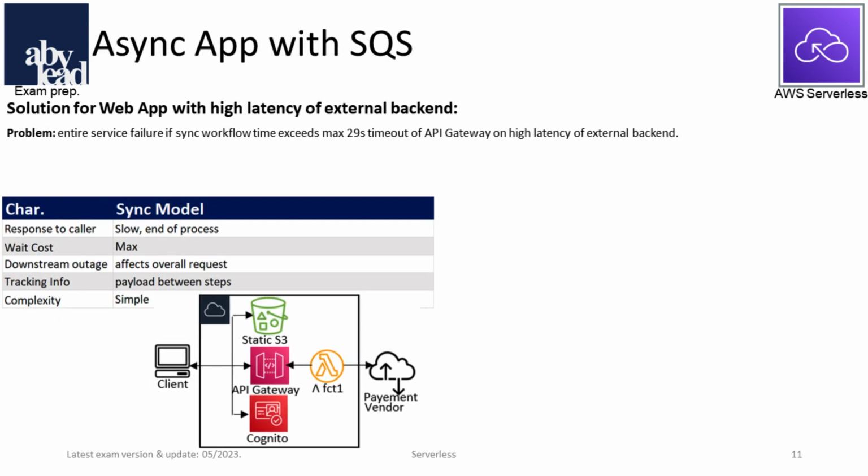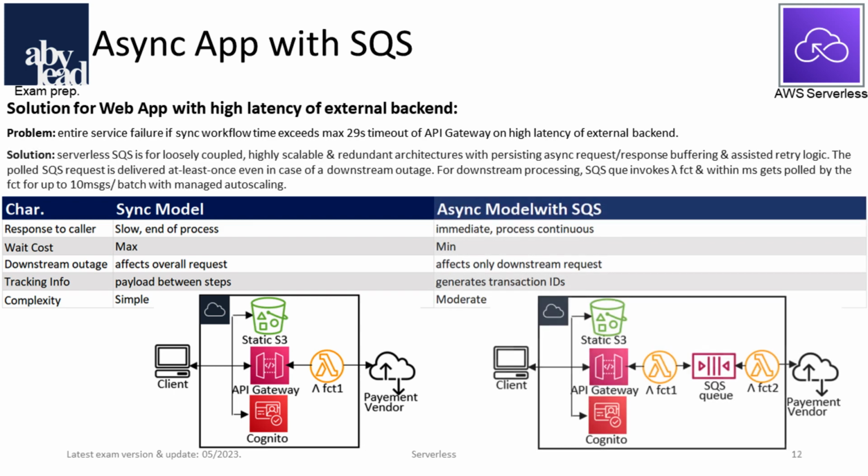Last but not least, your web app might also experience performance issues because of high latency from an external backend, limited by the maximum 29 seconds timeout of your API gateway. Your proposed serverless solution is to loosely couple backend services with serverless SQS and an additional Lambda service. SQS is highly scalable with persisting asynchronous request-response buffering and assisted retry logic for at-least-once delivery. That way, your front end avoids disruption from longer-lasting backend operation.